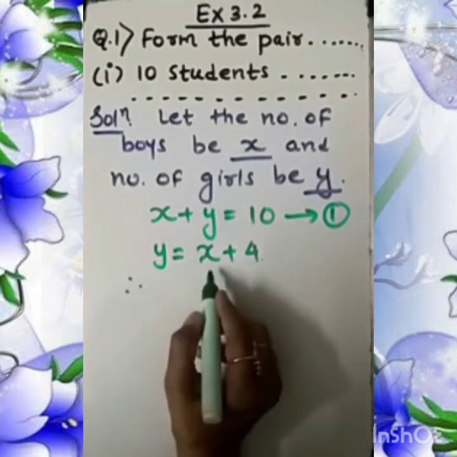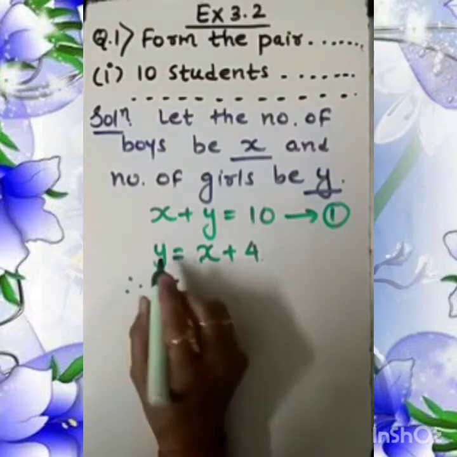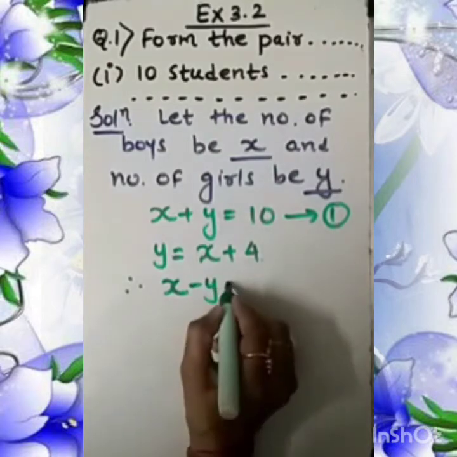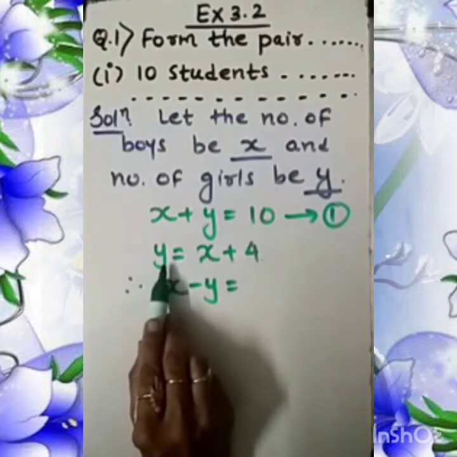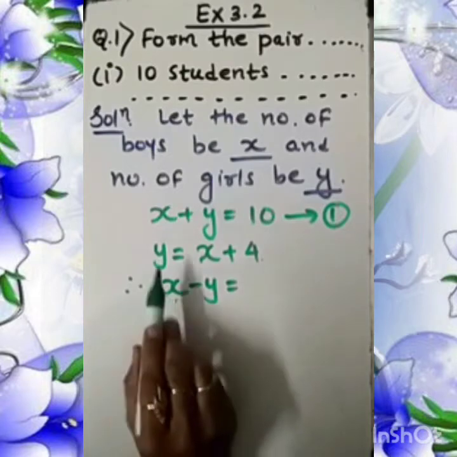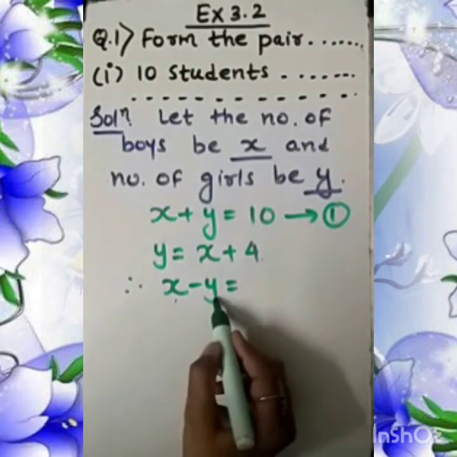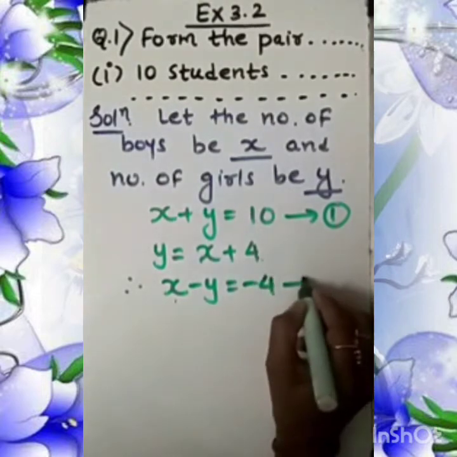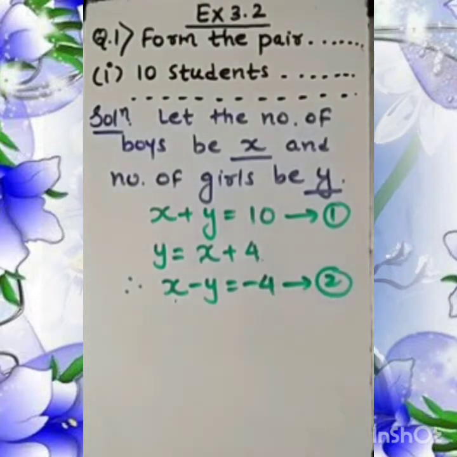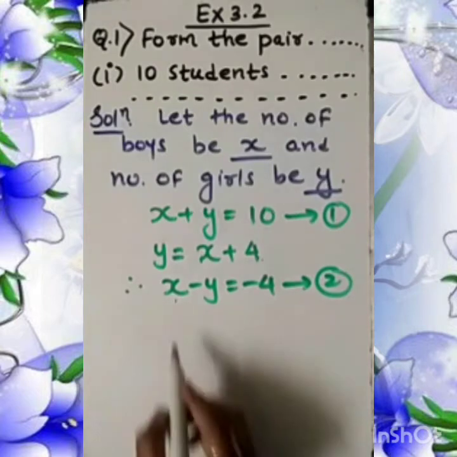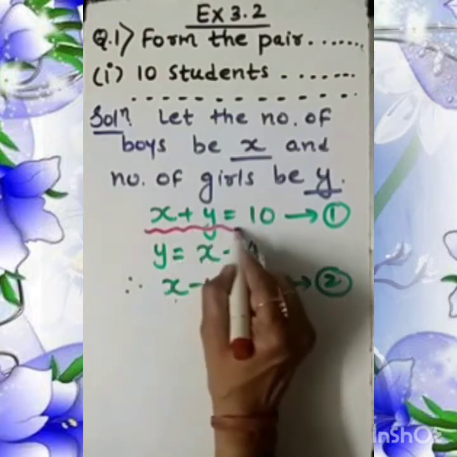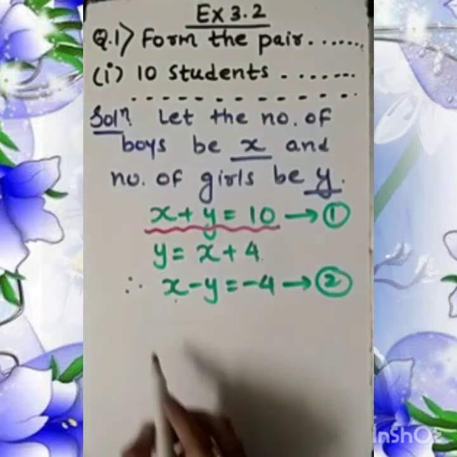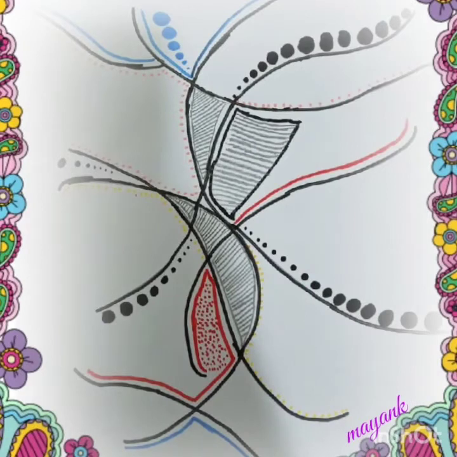If I write it in proper form, then x minus y will be considered. See what I am going to do. x is kept as it is, y I am bringing to that side as minus y, and 4 will come to this side, so it becomes minus 4. So these two equations we are having. Let's note them down again. The first equation is x plus y equal to 10. The other equation is x minus y equal to minus 4.